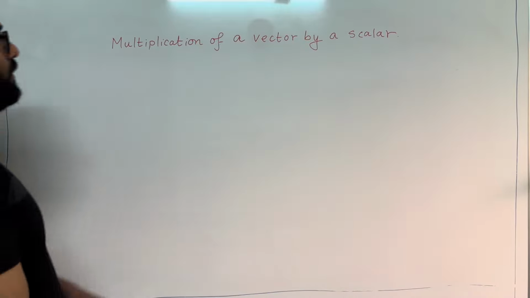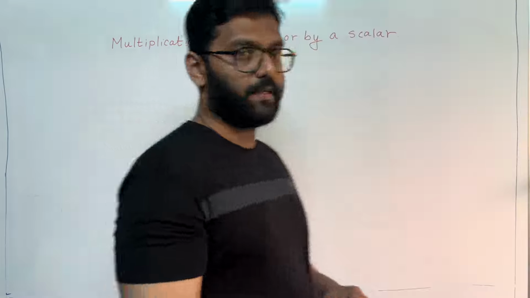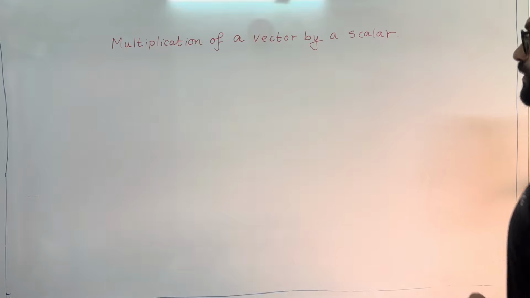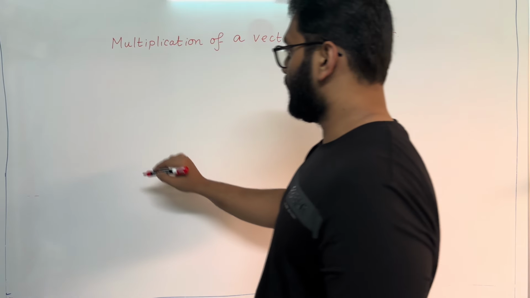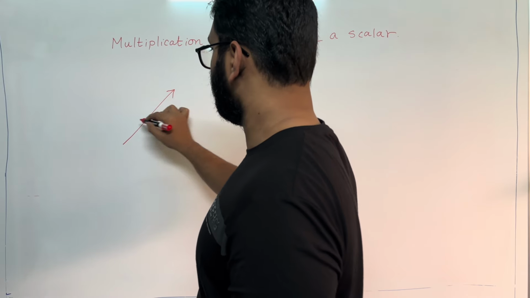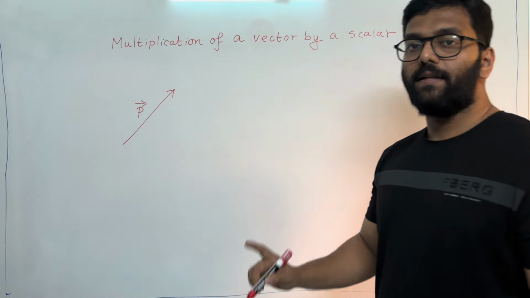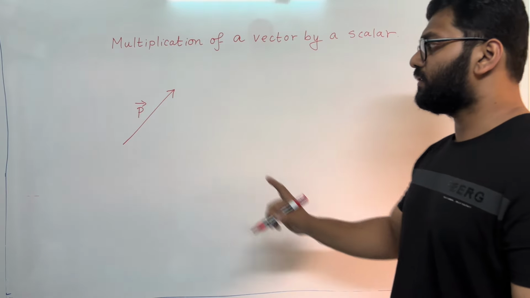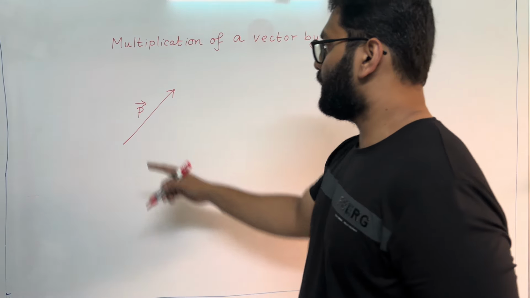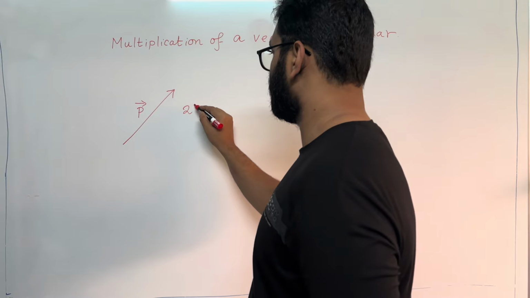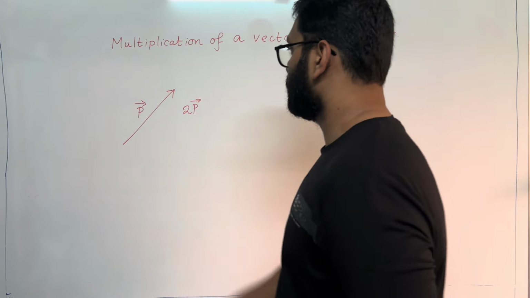Alright, in this video we are going to talk about multiplication of a vector by a scalar. Suppose I have a vector like this. Let's call this a vector p bar. Now multiplication of a vector by a scalar, what does it do? Suppose I multiply this vector by 2, so it will become 2 times p bar.